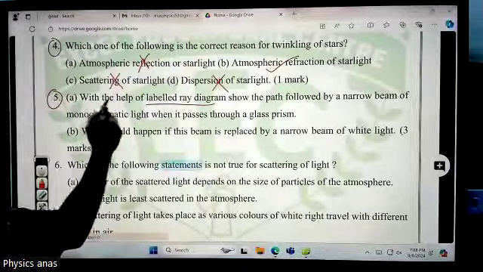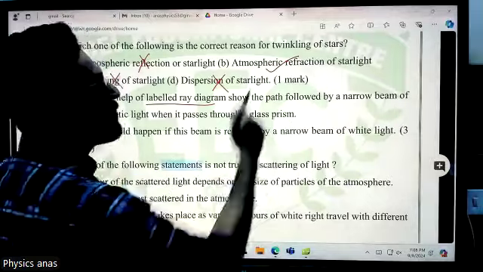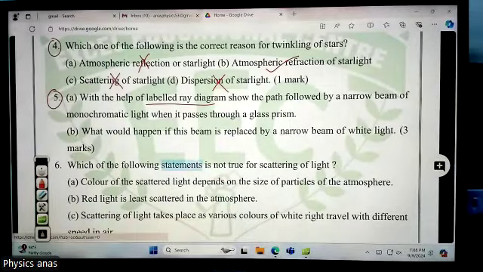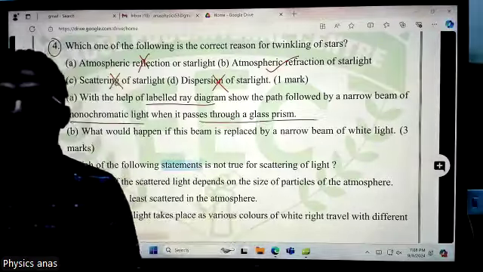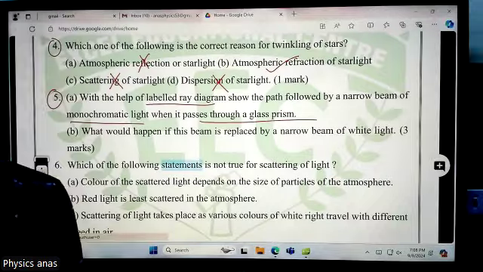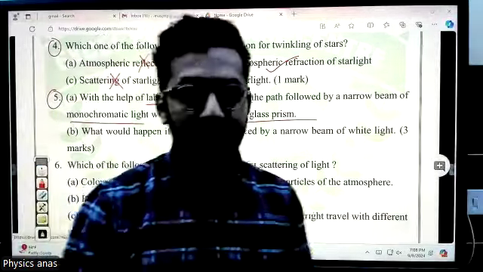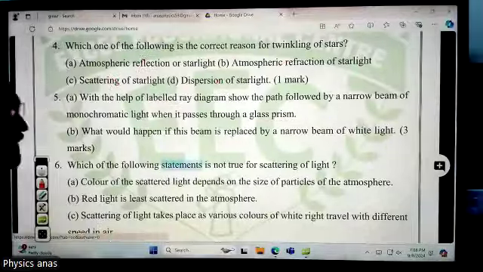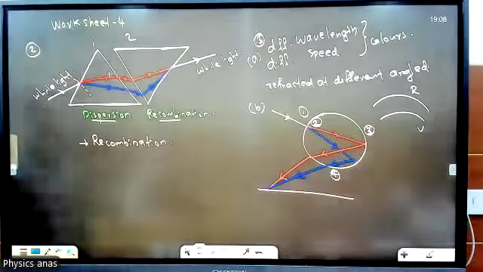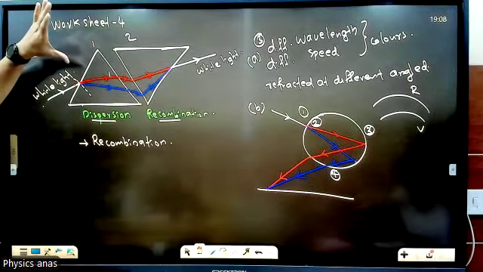So with the help of a labeled ray diagram, show the path followed by a narrow beam of monochromatic light when it passes through a glass prism. Which diagram will you be drawing? Is this the diagram you are going to draw?